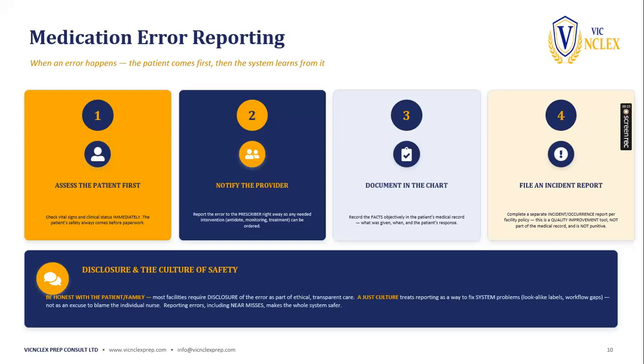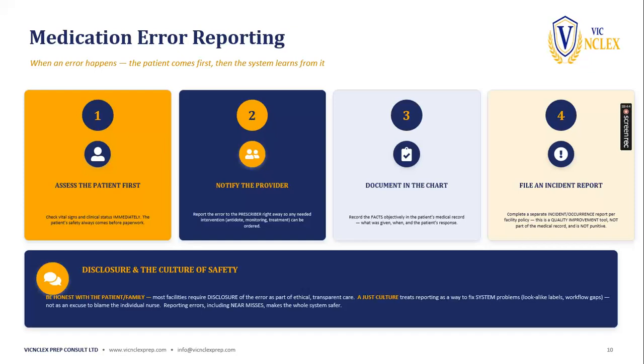Your patient comes first simply means you're going to assess that patient first. You want to check their vital signs, check their status immediately, and make sure the patient's airway is okay. Patient safety always comes first before documenting. Patient safety comes first before you go and document.